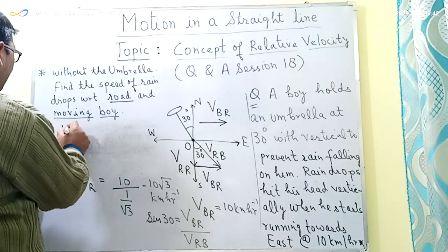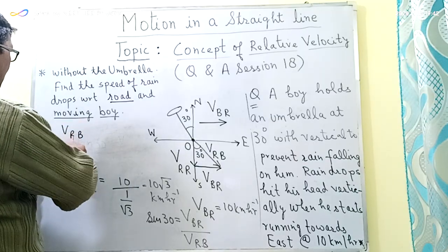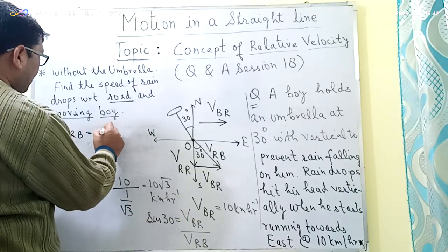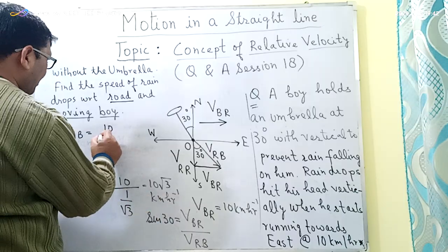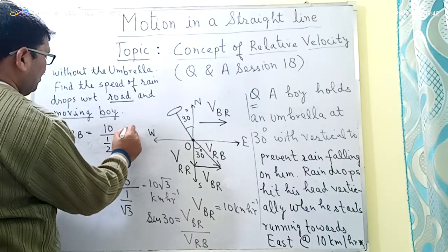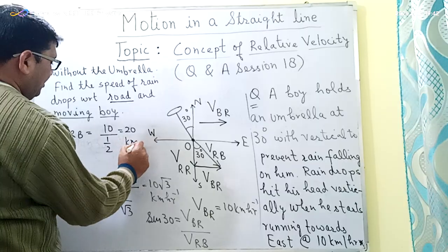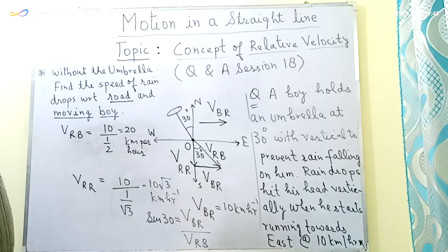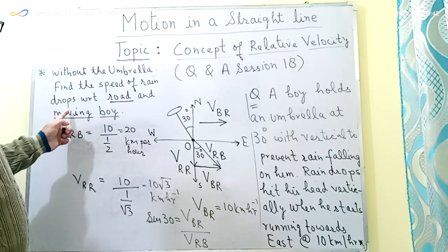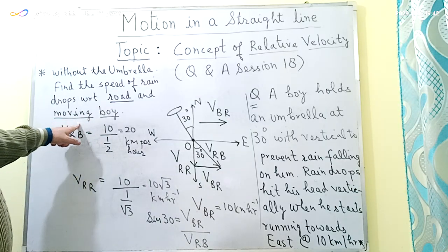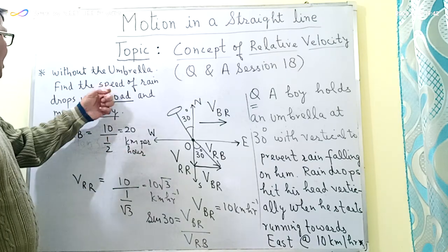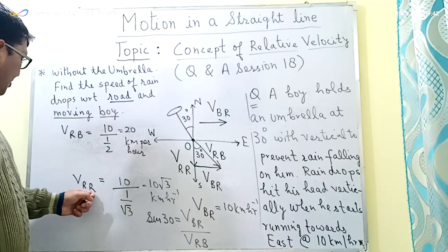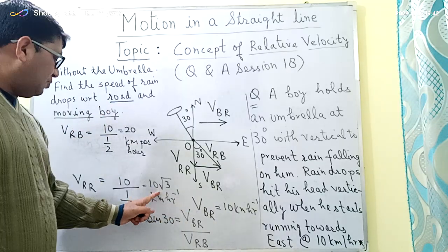So VRB will be equal to VBR divided by sine 30, which is 10 divided by sine 30. Now sine 30 is equal to 1 by 2. So this is equal to 20 kilometer per hour. So the velocity of the rain with respect to the moving boy is equal to 20 kilometer per hour, and the velocity of the raindrop with respect to the road is equal to 10 root 3 kilometer per hour.